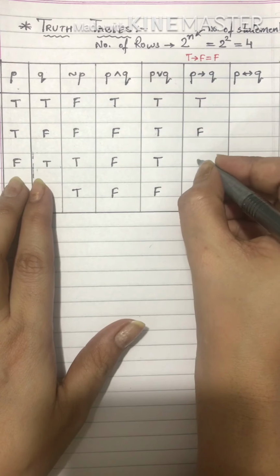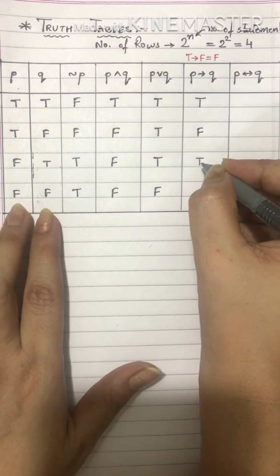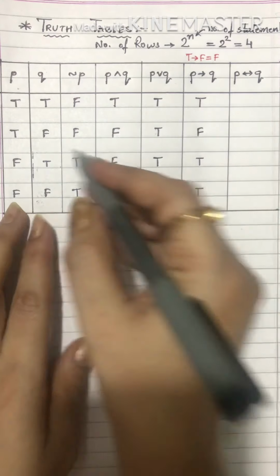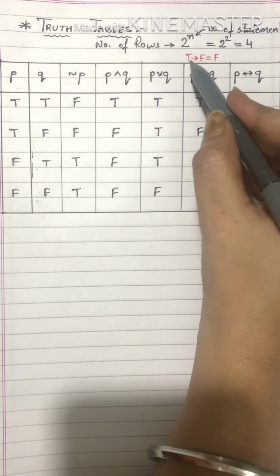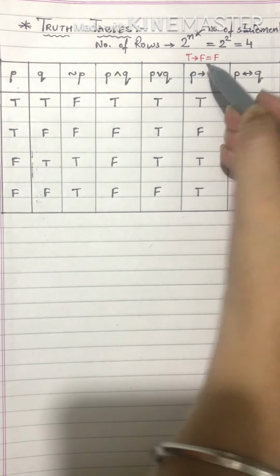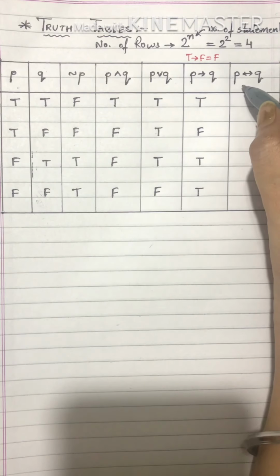F implies T will be T, and F implies F will be T. Only one rule you have to remember here, that T implies F will give you F.